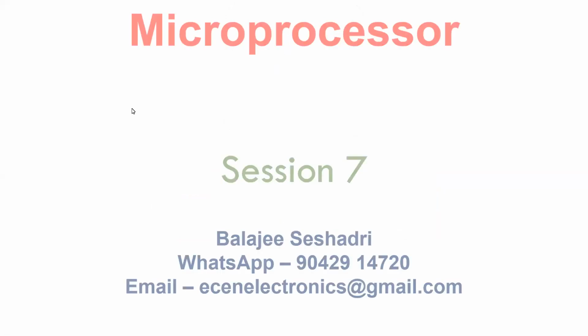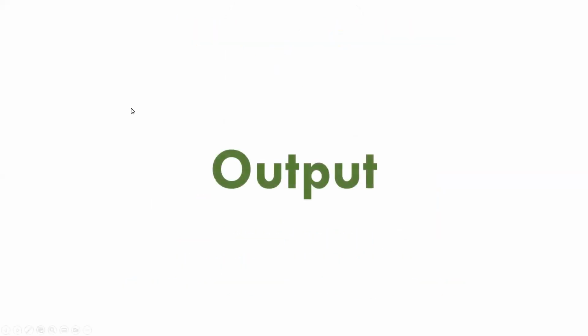Okay, and we are going to discuss output. That's a very, very important topic. Normally, people should know how the microprocessor is controlling various things when it is having only address and data. Okay, so never forget the rule of thumb.